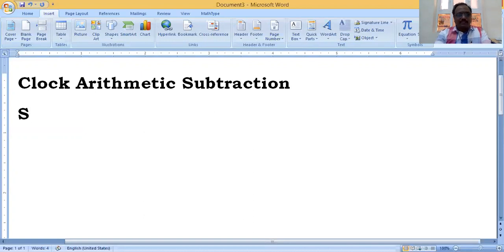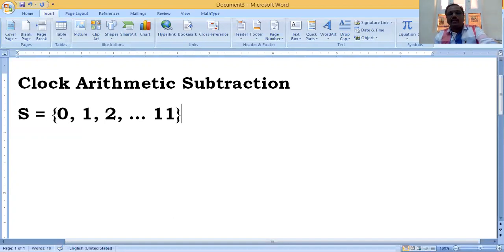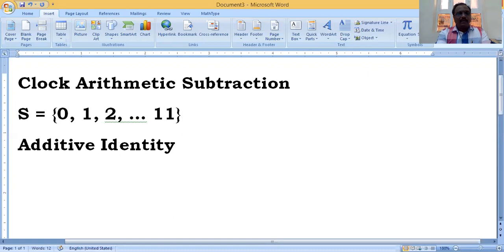In our clock arithmetic system, we have the numbers starting from 0, 1, 2, and up to 11. I am going to find the inverse of each number, or each element. What is the meaning of inverse? Before discussing inverse, we should know what the additive identity is. The meaning of identity: whenever I add a number to any of these numbers, I should get the same number back.